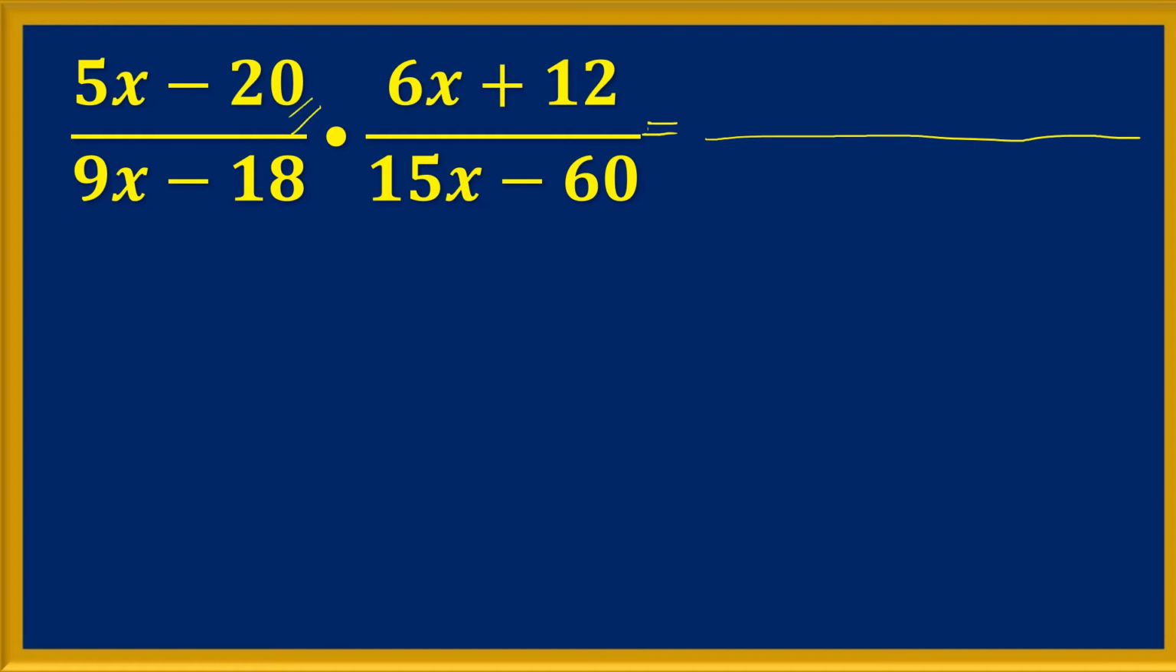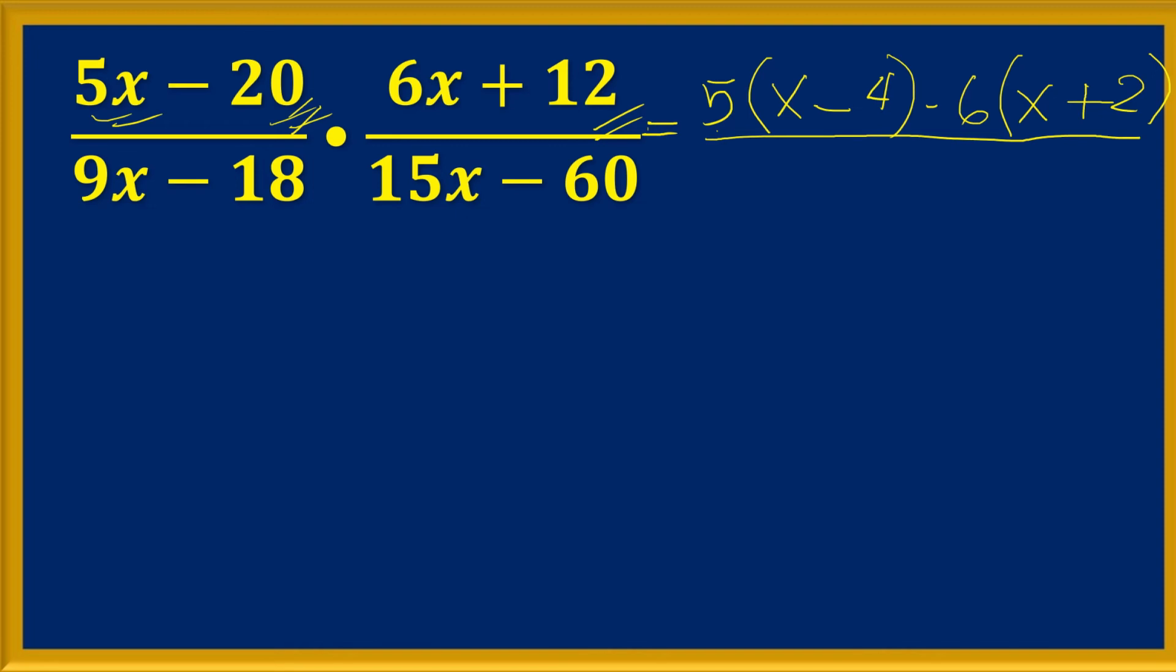Okay, let's have 5x minus 20. Common factor is 5. Then, 5x divide natin sa 5 is equals to x, minus 20 divide natin sa 5 is 4. Then the other one is 6x plus 12. Common nila is 6. Then 6x divide 6 is x, plus 12 divide 6 is 2.